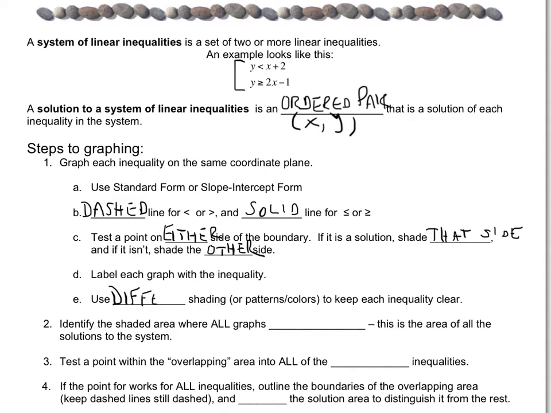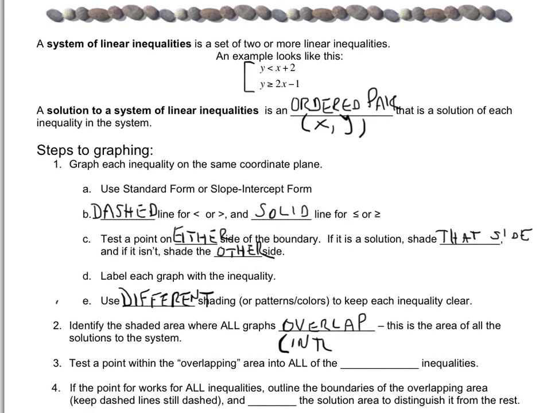Now we're going to use different shading. You can use different patterns, you can use different colors. We want to find a way to distinguish the different shadings that we see so that we can keep each inequality separate and clear. Next, you're going to identify the shading areas where all graphs overlap. You can also refer to this as the intersection area.